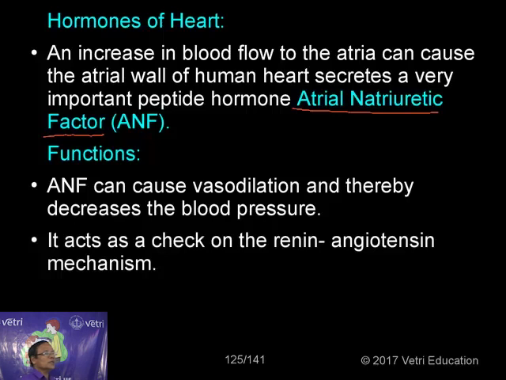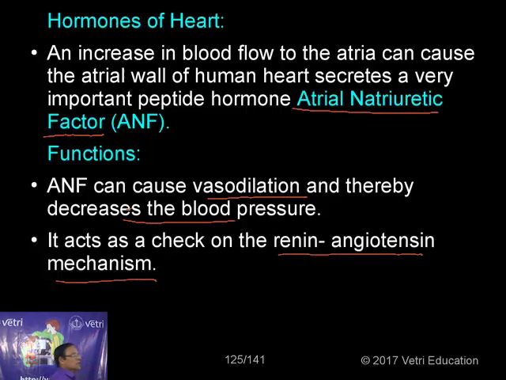This hormone is released when the BP is high by the myocytes of the heart atrium, and it is responsible for the dilation of the blood vessels, thereby bringing the blood pressure down. The renin-angiotensin mechanism increases the BP along with aldosterone. That effect is normally opposed by this ANF. It causes vasodilation and thereby decreases the blood pressure. So, it works against the renin-angiotensin mechanism.